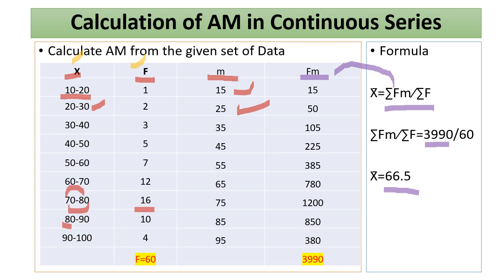Since the data is not expressed in any one particular unit, we keep the average as such. Average is equal to 66.5. If it was, let's say, marks, we would have written 66.5 marks. If it was income that we were dealing with and the unit of measurement was rupees, then we would have written rupees here. Fine. So since for this data we have not expressed the data in any unit of measurement, we leave it as such.